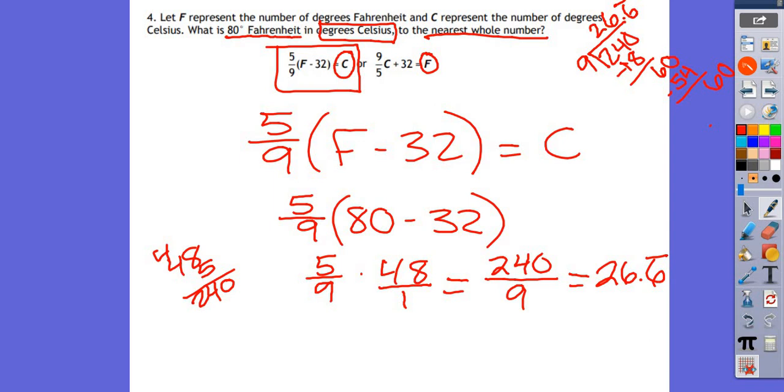Notice how I always go back to my directions to see what they want. That's something a lot of people forget, and they would type this in and submit the wrong answer. Nearest whole number. So what would this be rounded to? 27. Let's see what Chance thinks. It would be rounded to 27 degrees Celsius.